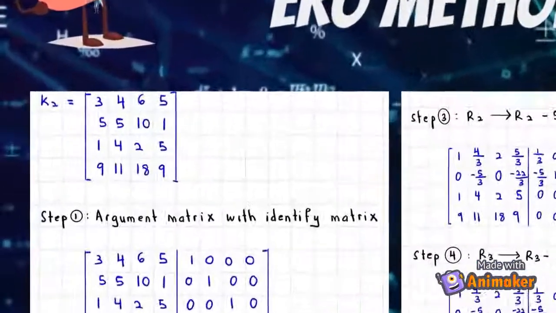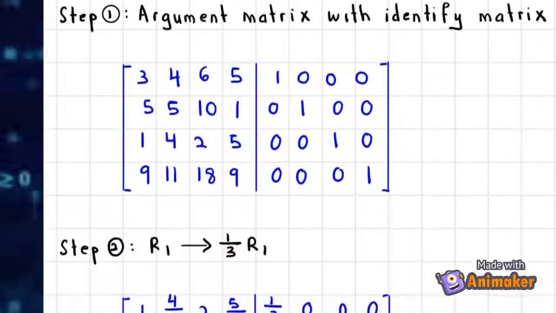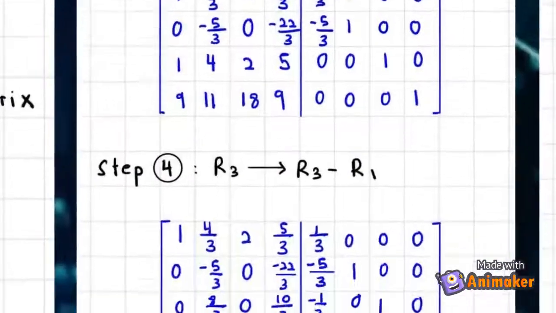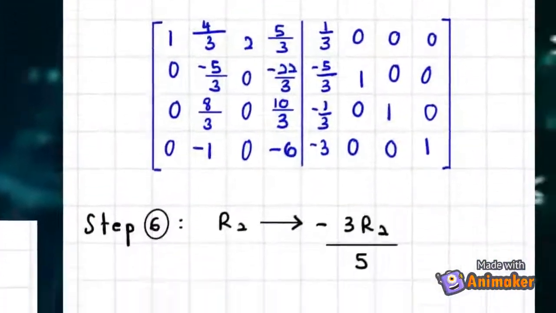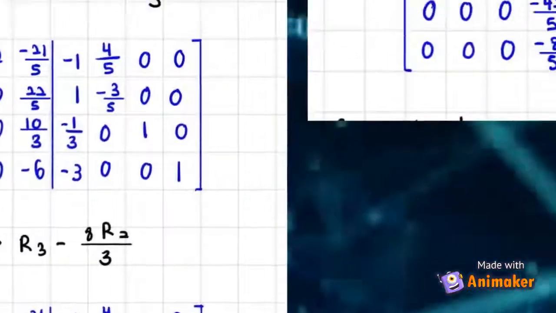First, we augment the matrix with the identity matrix. Then we proceed with the first row divided by 3. Next, row 2 minus row 1 multiplied by 5. Then follow step by step until the last step before we stop, which is row 4 added with row 2.